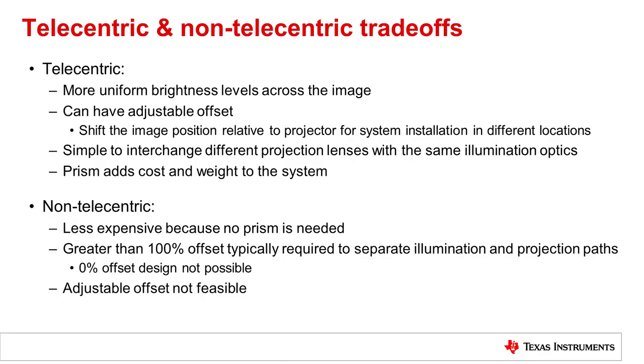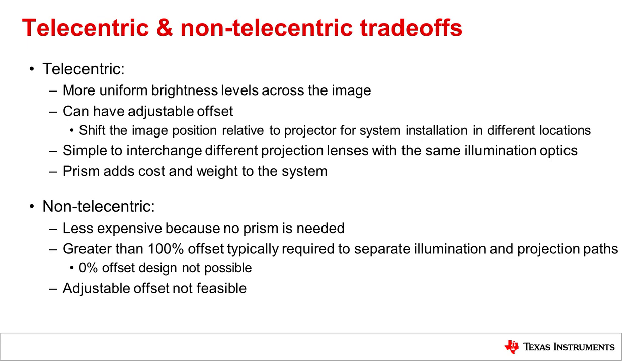Telecentric designs offer several performance advantages. They typically have more uniform brightness levels across the image. These systems can have adjustable offset by shifting the projection lens relative to the DMD. Adjustable offset is used to change the image position relative to the projector for system installation in different locations. Since the optical pupil is located at infinity, it is relatively simple to interchange different projection lenses with the same illumination optics. However, the prism does add cost and weight to the system.